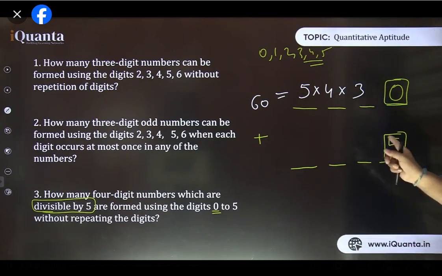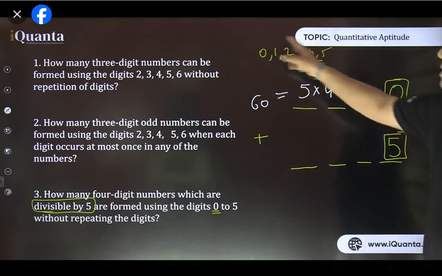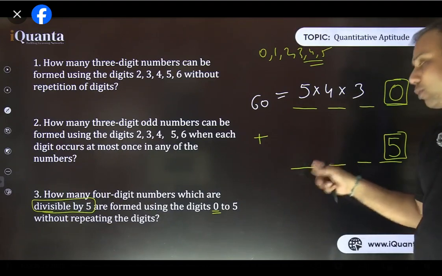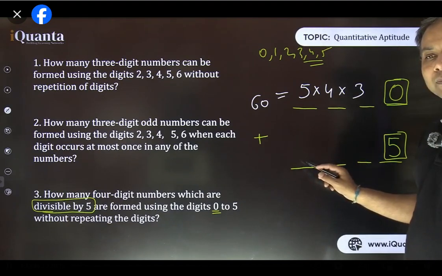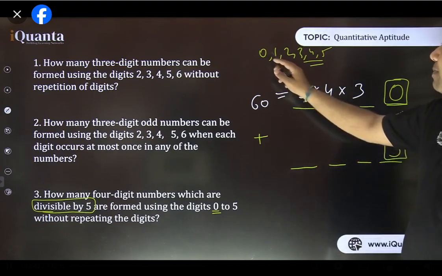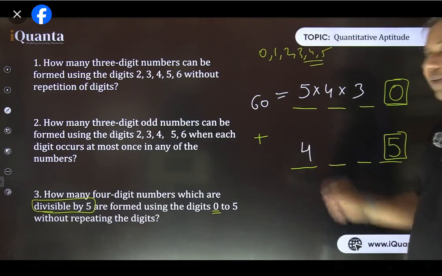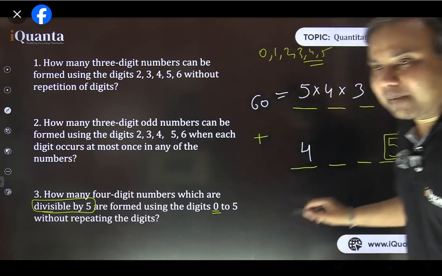Similarly, when the last digit is 5, now 5 is gone, I'm left with these 5 digits, but the first place can't be 0. So now the constraint remains at this place, so first we should fill this place. In how many ways can we fill this place now? It can be filled in 4 ways, because 0 can't be filled, 5 can't be filled, so 1, 2, 3, 4. These are the only 4 options. So this place can be filled in 4 ways.